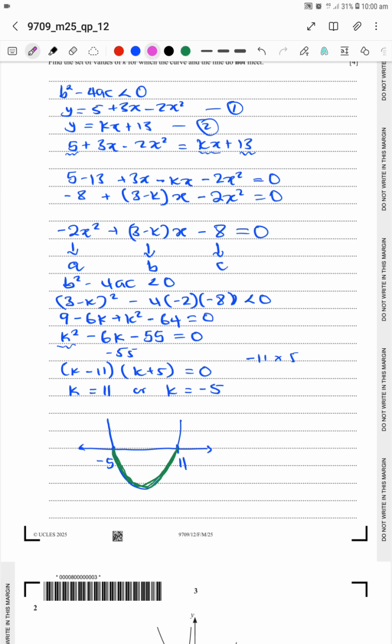That corresponds to the region over here, because the values of k here will give us the curve down here. And how do we write that as an inequality? We can say that k is less than 11 but k is greater than negative 5, and this becomes the answer. k is greater than negative 5 and k is less than 11. So this is the answer to question 1.